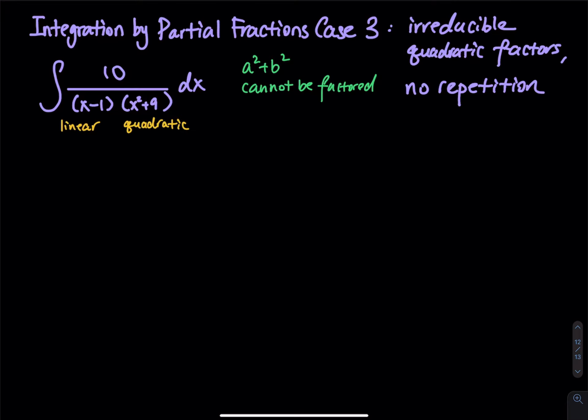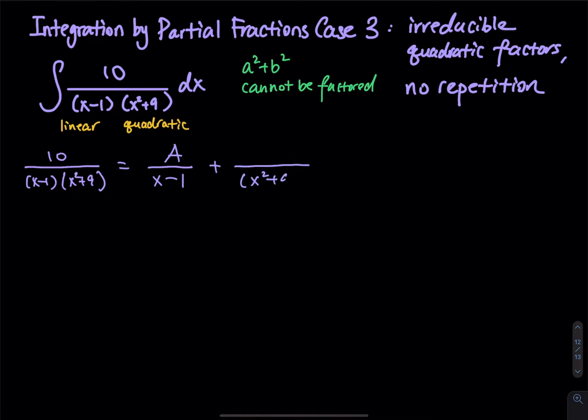Okay, how do we assign the letters for irreducible quadratic factors? So here is how. We have 10 divided by x minus 1 times x squared plus 9. The x minus 1 is linear, so we use one letter for that. For the irreducible quadratic, we use two letters. So let's draw this first, x squared plus 9. Two letters, how do we represent? Just b plus c? No, we do bx plus c. This is something that you have to memorize. For each irreducible quadratic factor, you have to use two letters.